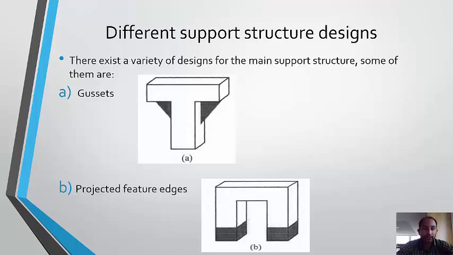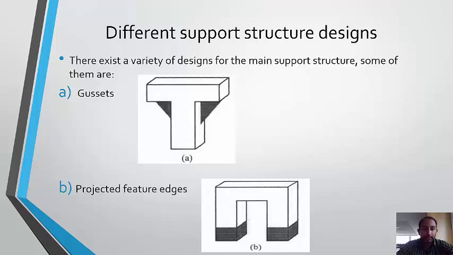Second one is projected feature edges. The edges of unsupported lightweight areas where gussets cannot reach are projected downwards to provide support. Projected feature edges support the edge of the feature and provide excellent control against curling and warpage.